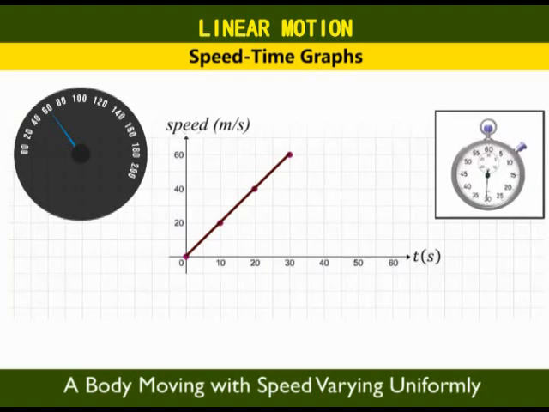Now if the speed remains constant at 60 meters per second for 10 seconds, then the graph flattens at this point. Now suppose the driver applies brakes and brings the car to a stop in 20 seconds. It means the speed will reduce from 60 meters per second to 0 meters per second in 20 seconds. So we have this graph.